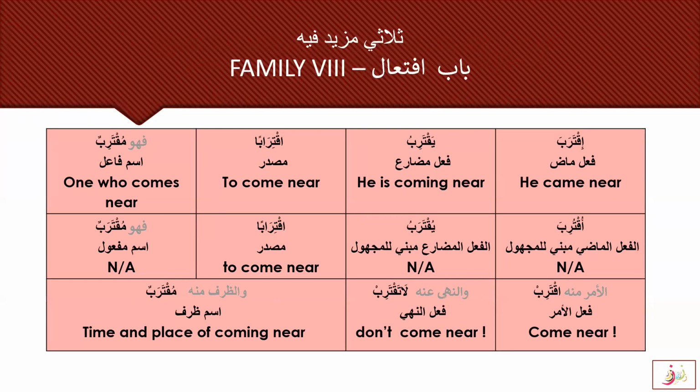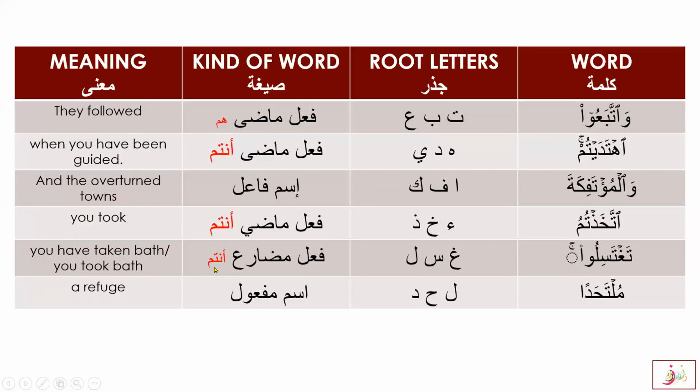Family 8, we learned that it's the Iktaraba family. The masdar you can see is Iktiraban, and Ifti'al comes from the masdar. Iktaraba yaktaribu iktiraban fahuwa muktaribun. Ukturiba yuktarabu iktiraban fahuwa muktarabun. Al-amru minhu iktarib, wa an-nahyu anhu la taqtarib, wa az-zarfu minhu muqtarab. So here, as always, the ism fa'il will have a kasra on the second root letter, the ain kalima, and here the ain kalima will have a fatha for ism maf'ul.